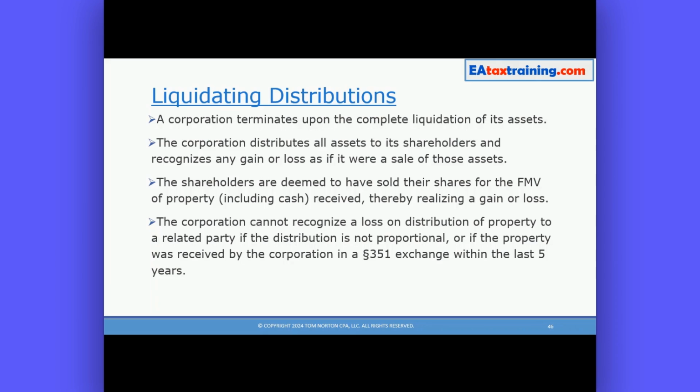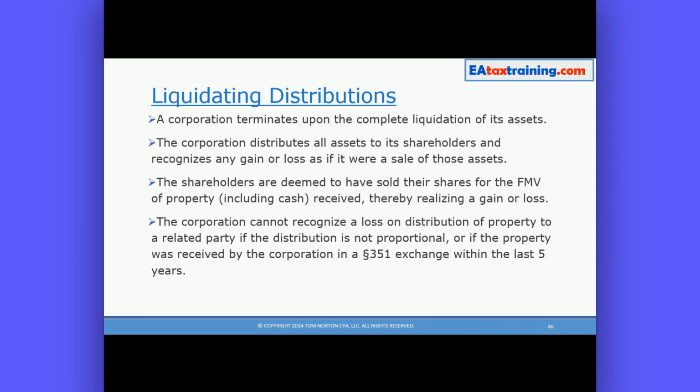The shareholders are deemed to have sold their shares of the stock for the fair market value of the property that was received. Thereby, the shareholder is also going to have a gain or loss. So they've got a basis in their shares of stock. If the corporation's going out of business, then they're no longer going to have the stock. So they are deemed to have sold their stock for the fair market value of whatever property they are receiving. So they compare that fair market value to their basis in the stock, and then they have a gain or loss on that.